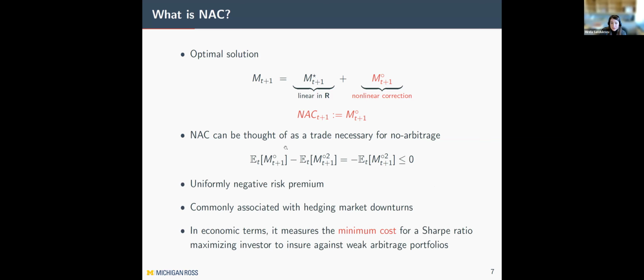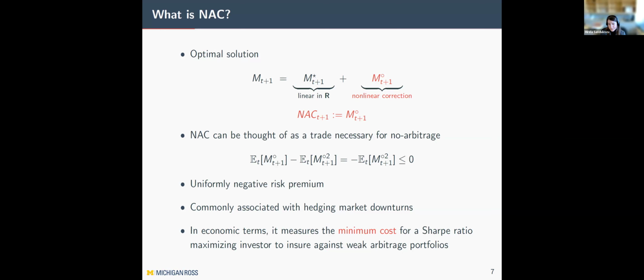Well, we know that the mean of this nonlinear component is 0. And if we were to compute its price using the stochastic discount factor M, since these two components are orthogonal, we are simply left with the second moment of the nonlinear arbitrage correction, right? So you see that this is going to be always negative.